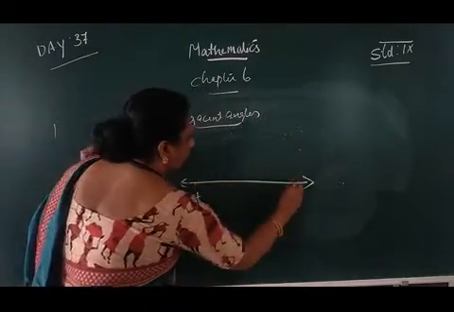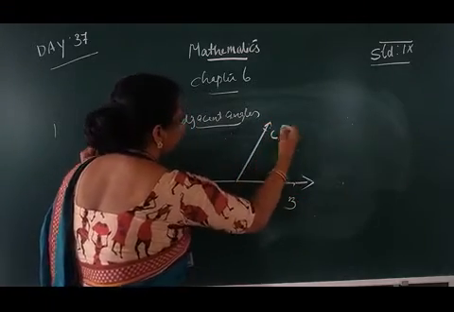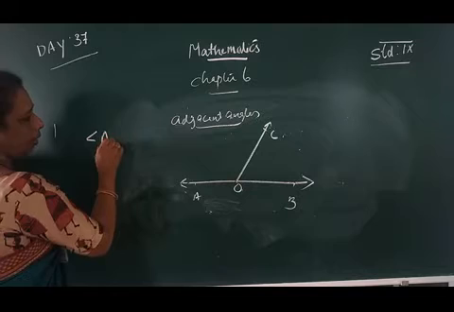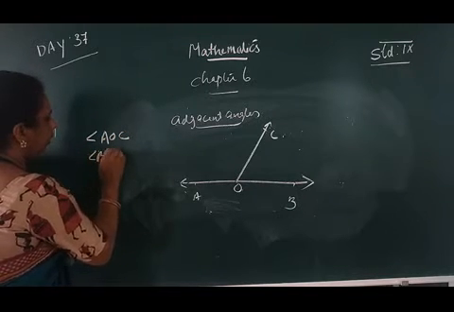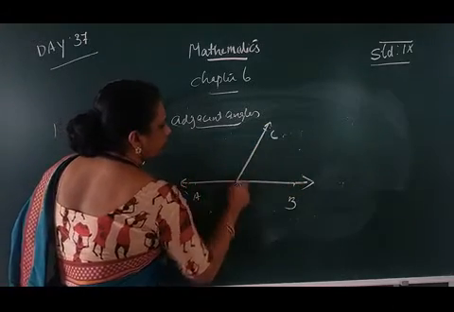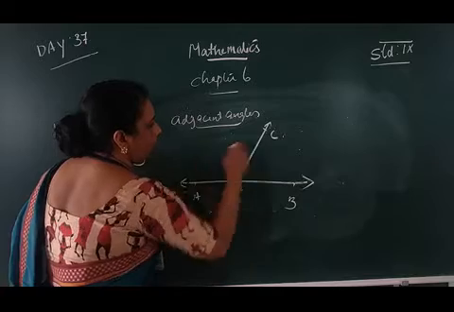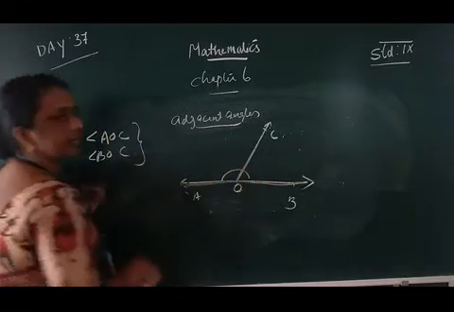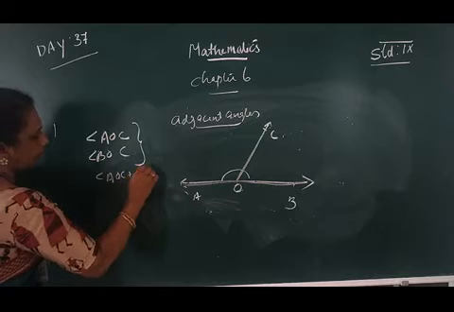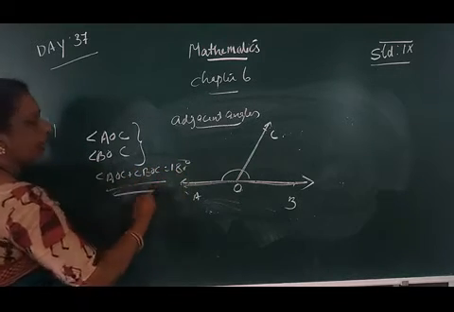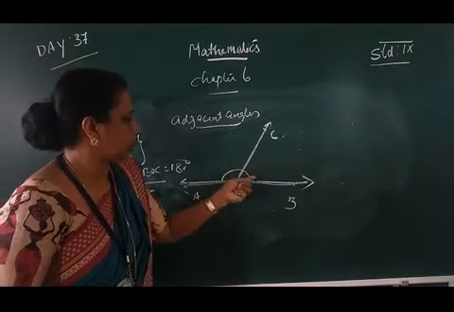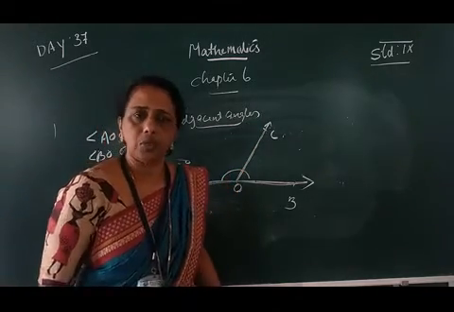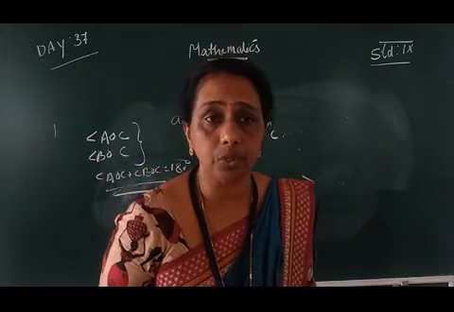Listen. A, B, C. Here O, angle AOC and angle BOC. These two angles have a common vertex O and a common arm OC, and the non-common arms form a straight line. So the sum of these two angles is equal to 180 degrees. Angle AOC plus angle BOC is equal to 180 degrees. This is called a linear pair of angles. In a linear pair, the two angles are adjacent angles and their sum is equal to 180 degrees.